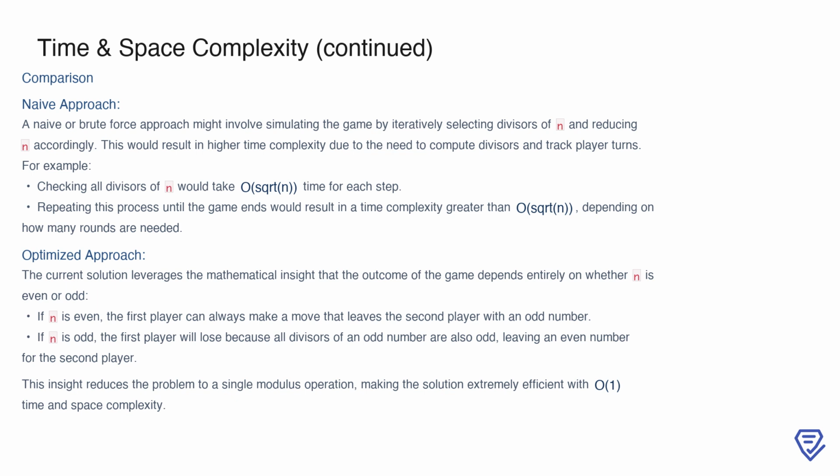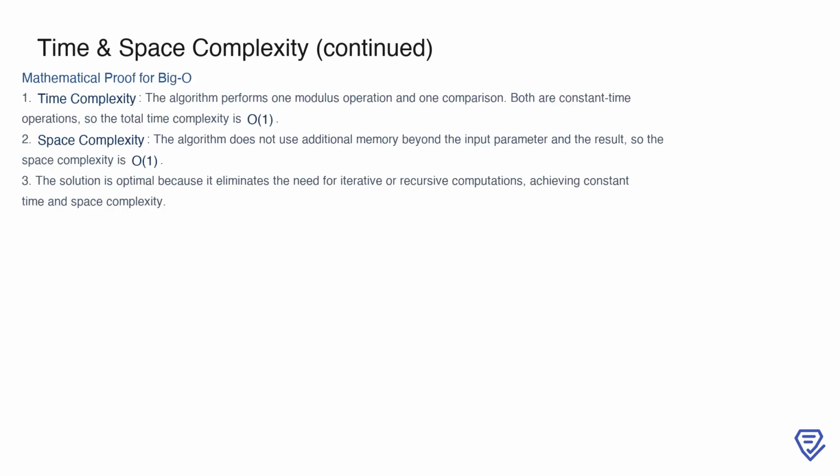In contrast, the optimized solution relies on a mathematical observation: if n is even, the first player always wins because they can leave their opponent with an odd number. Conversely, if n is odd, the first player loses because all divisors of an odd number are odd, ensuring the second player can always force an even number back. This insight eliminates the need for iterative calculations entirely, reducing the problem to a single modulus check, which achieves constant time and space complexity. Finally, let's solidify this understanding with a mathematical view of the big O complexities.